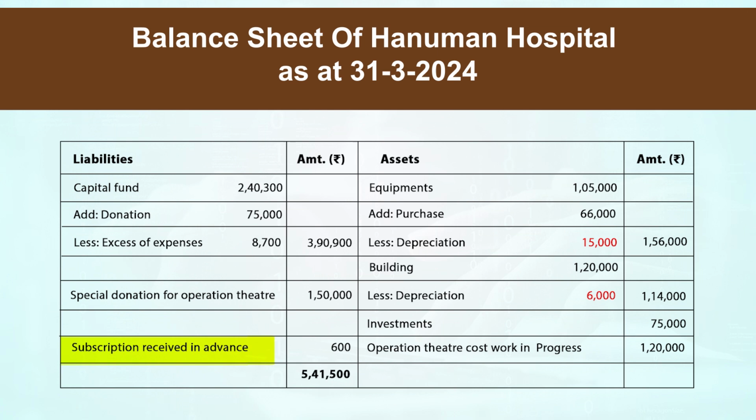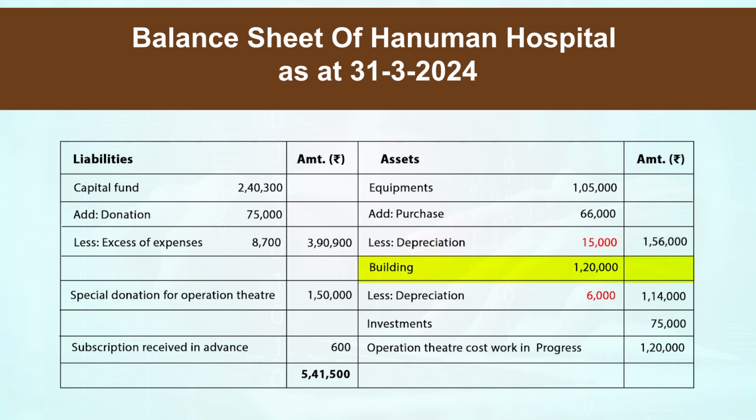Special donation for operation theatre 1,50,000. Subscription received in advance rupees 600, and the total of liability side 5,41,500. Now come to the asset side. Equipments 1,05,000. We have to add purchases of rupees 66,000, less depreciation 15,000. To the outer column 1,56,000.